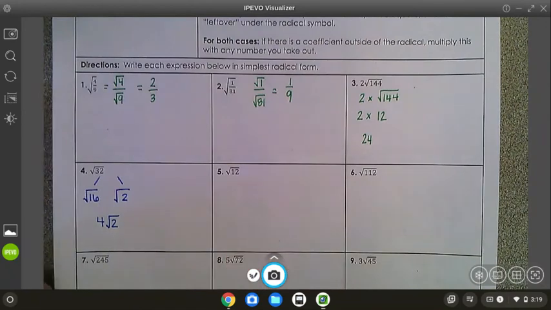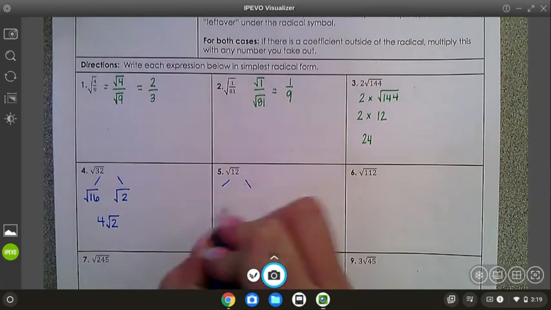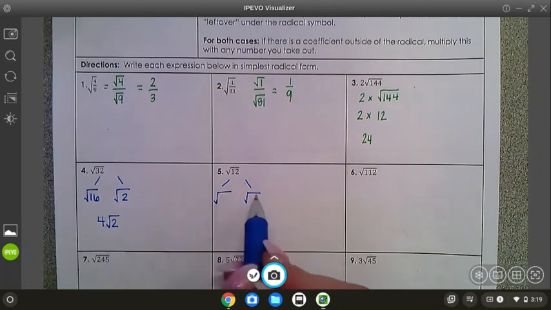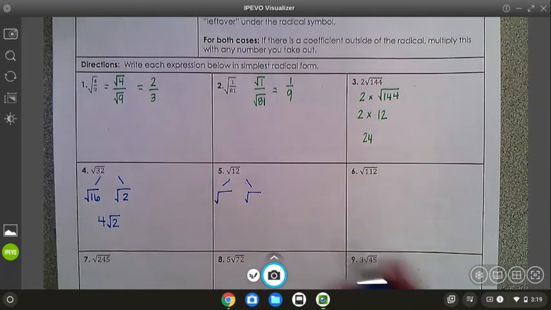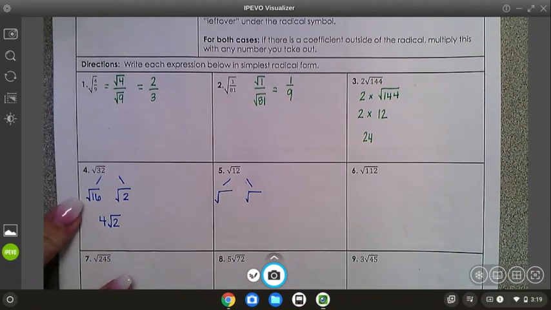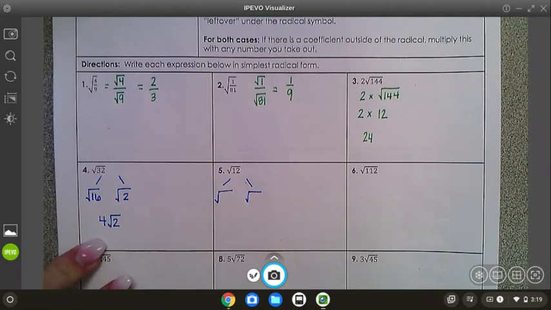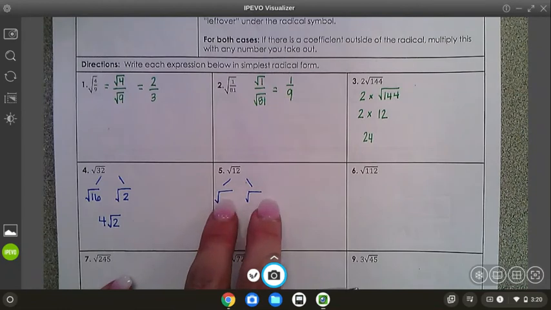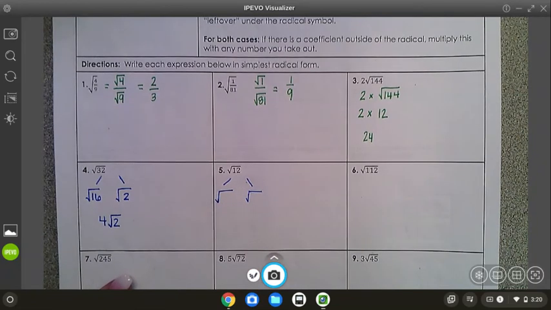So let's look at number 5. Make sure that you bring the square roots down until, like here, the square root of 16 is 4. The square root of 16 is not the same as the square root of 4. It's just plain 4. So when we break down the square root of 12, we still have these square roots.